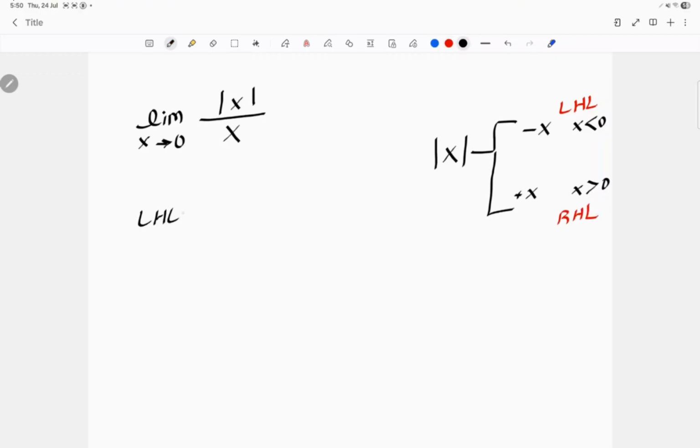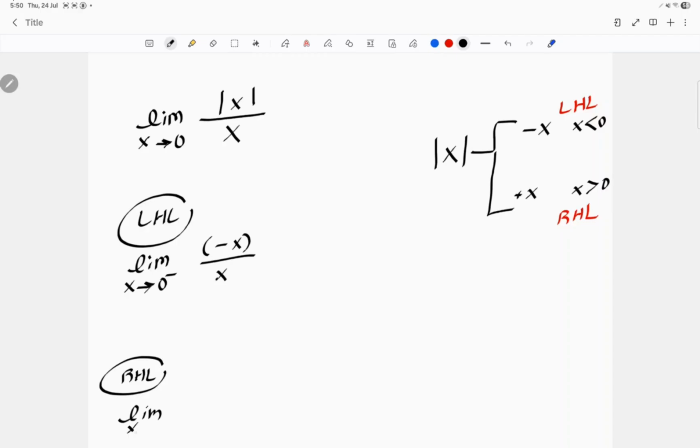So we'll do left hand limit. Limit of x approaching 0 from the left. And instead of the absolute value, just put minus x over x. And for the right hand limit, limit of x approaching 0 from the right, plus x over x. Here you get negative 1, here you get 1. Left hand limit, right hand limit, are they the same as each other? No. The limit does not exist.